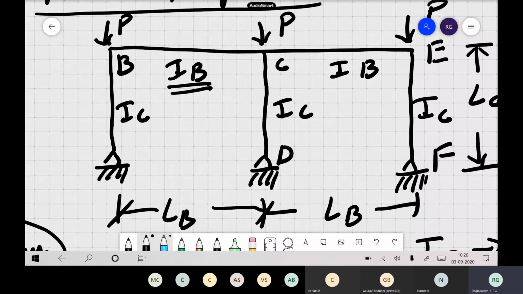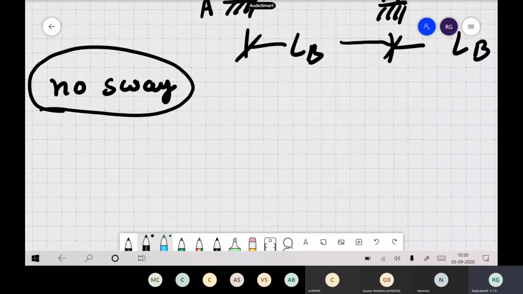When you write your slope deflection equations, at the supports A, D and F, your bending moment is 0, so your MAB is 0. When you write MAB in terms of theta A and theta B, because MAB is 0, your theta B can be expressed in terms of theta A itself. Similarly for C and D, and similarly for E and F. So now let us write the slope deflection equations.